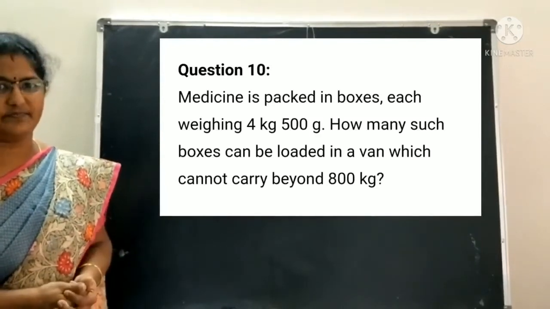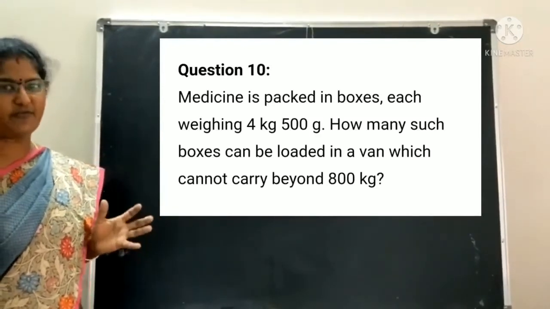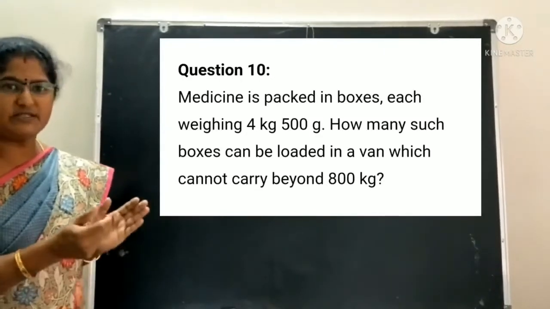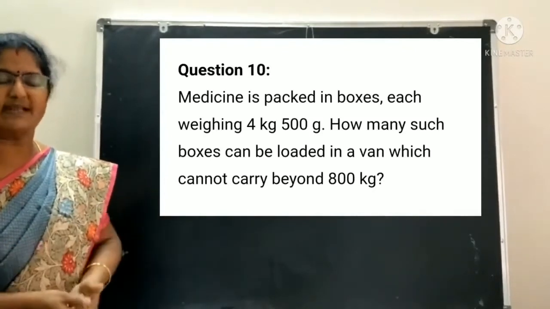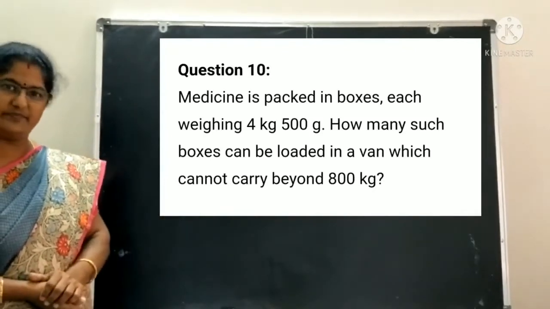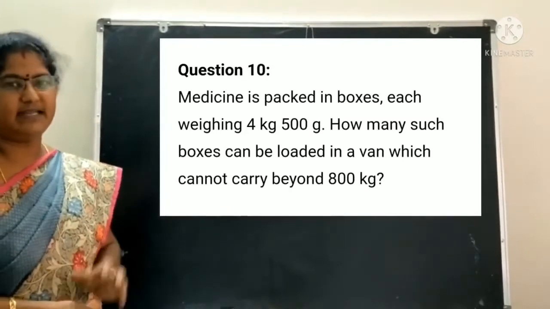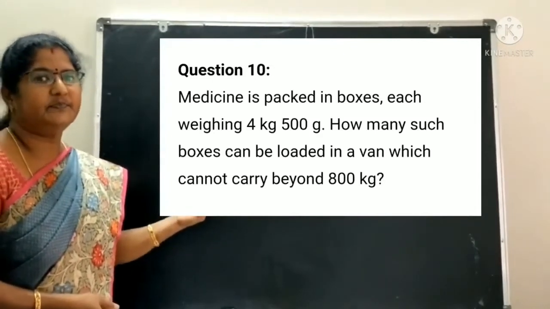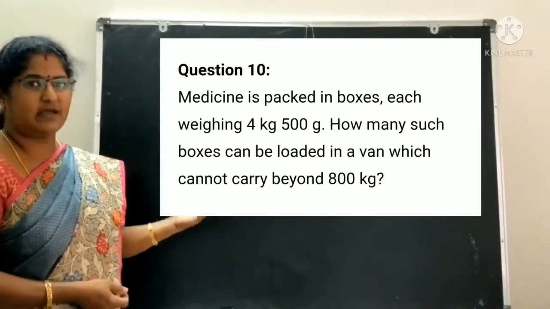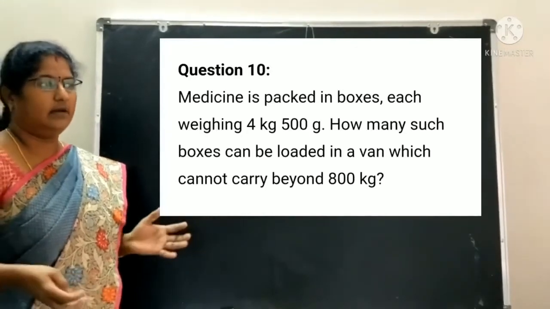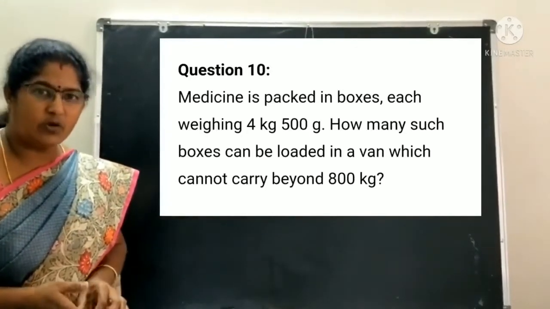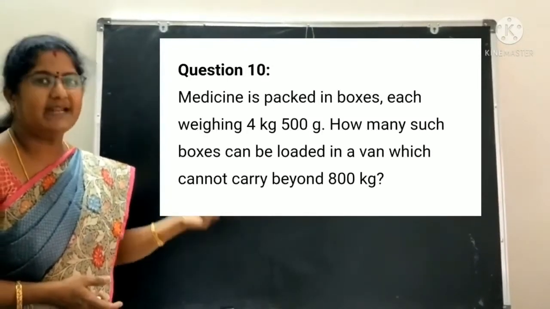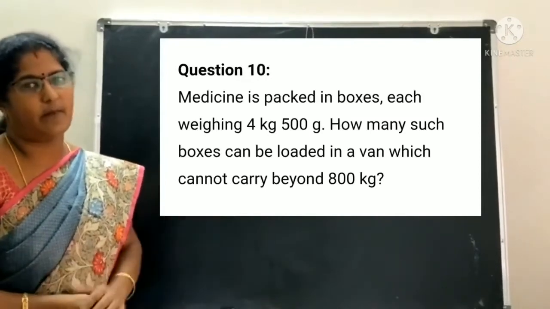Number of boxes. The capacity of the van is given, that is 800 kg. The weight of each box is also given. So how many boxes? To find the number, we need to divide. How do you divide? Divide the total capacity of the van, 800 kg, by the weight of each box.